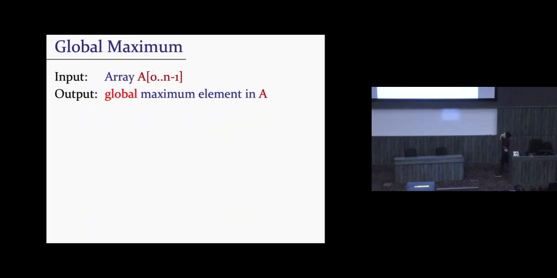So let's think about this, and let me try to be a little bit more formal about what I just said. Let's think about the global maximum again. Let's say I give you an array. We're indexing from 0 to n minus 1. So the last element is at n minus 1. The first element is at 0, right? And right now, the task and the goal is this. I want you to output the global maximum element in the array.